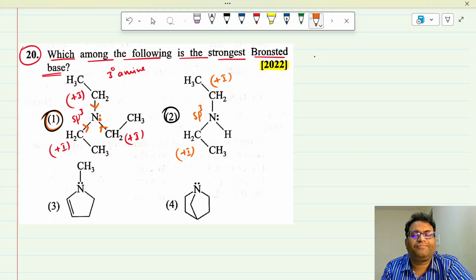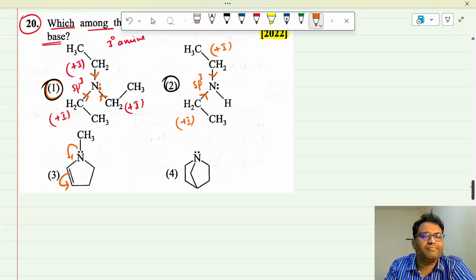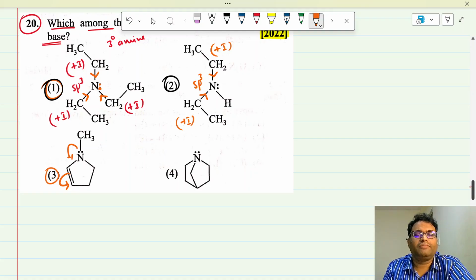Here only 2 plus I groups in the second molecule. In the third molecule, this pair of electrons is involved in resonance, so they are not available. So the first molecule is more basic than the second molecule, which is more basic than the third molecule. Coming to the fourth molecule, it is also a tertiary amine. Nitrogen.